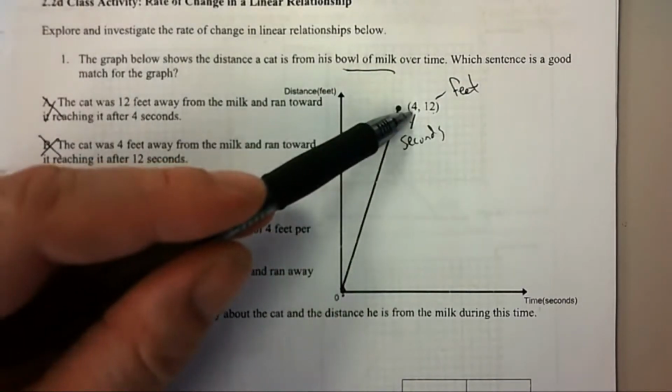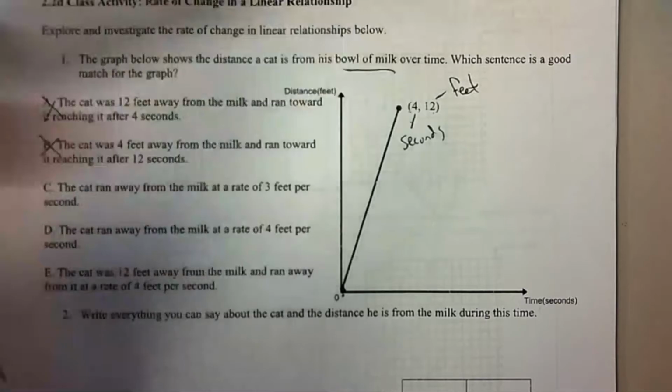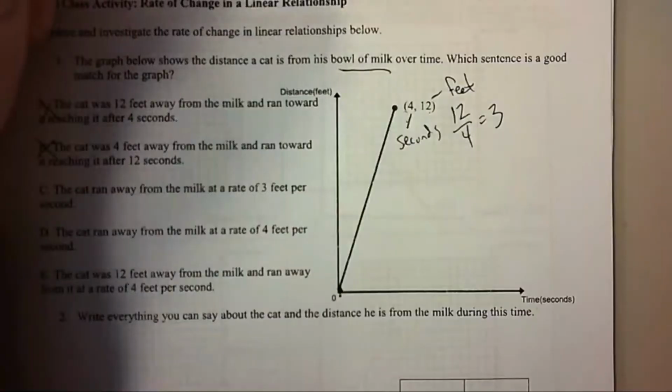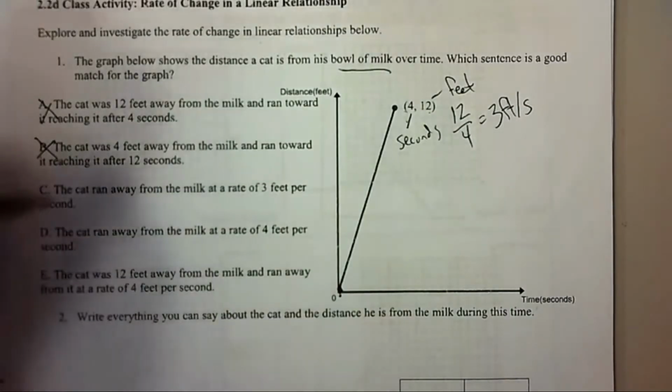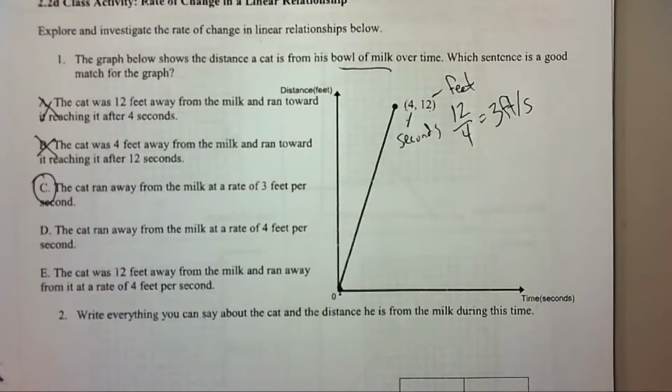At 4 seconds was 12 feet. So if I take 12 and I divide it by 4, you're going to get 3, which means that he's moving 3 feet per second, which is going to identify letter C as the correct choice there.